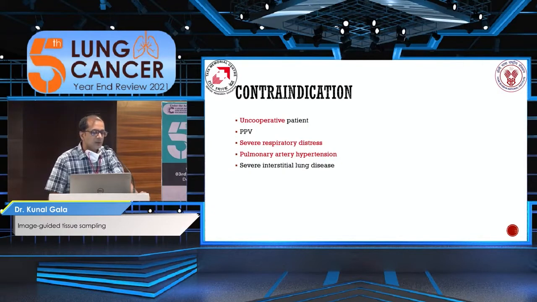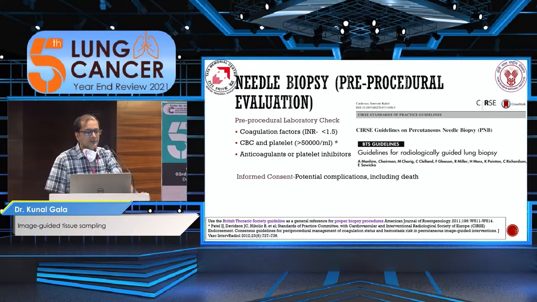Contraindication includes uncooperative patient. These can be managed with general anesthesia or deep sedation. When patient is having high positive pulmonary ventilation, that is where you require high chances of pneumothorax associated with it. Severe respiratory distress, pulmonary hypertension, severe interstitial lung disease, all those are relative contraindication.